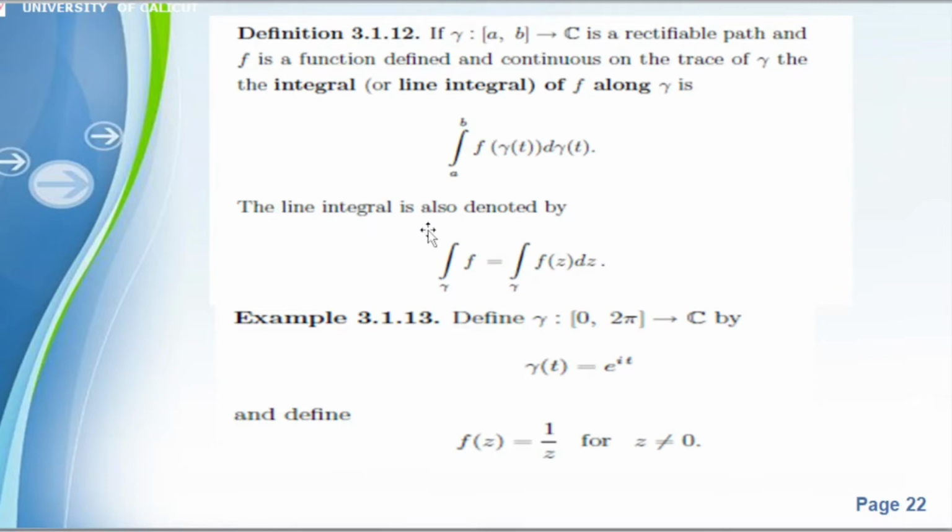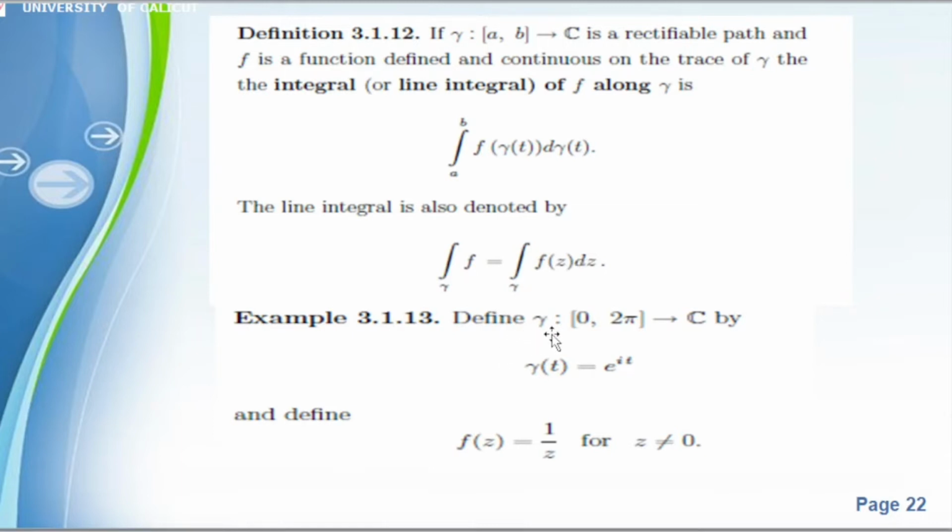The line integral is also denoted by the integral over gamma of f of t dt. That is, the line integral is defined as the integral over gamma of f, which is the integral of f of z into dz. The integral of f is the integral of f of z dz.